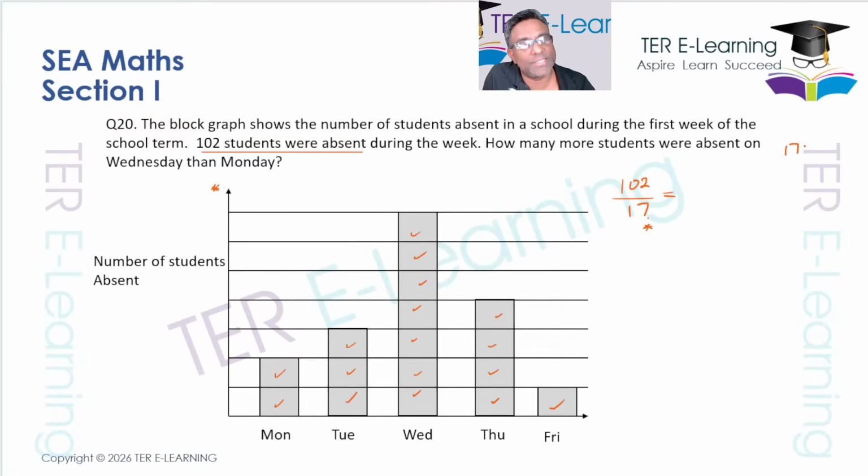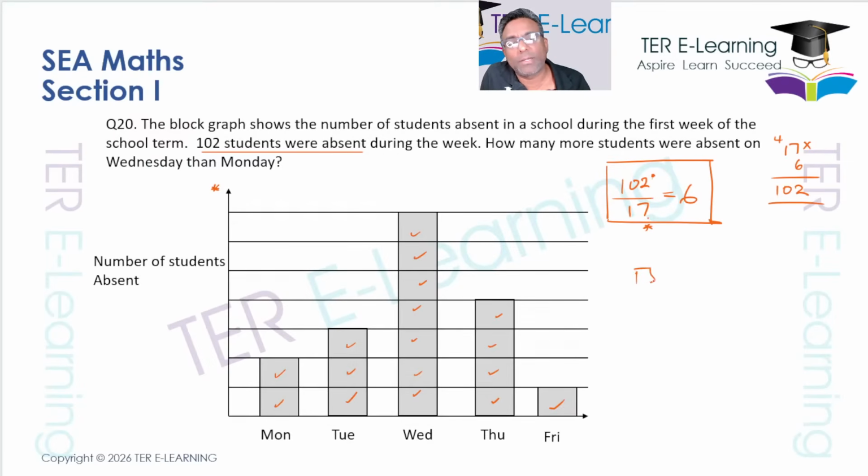So let's double check something here. 17 by 6: 7 sixes are 42, 1 six is 6 and 4 is 10. You'll get 102. So therefore, 102 divided by 17 will give us 6. So if you don't know how to divide by 17, you can use trial and error. What I just did here, I looked to see 7 by what will give me a number that ends in 2. 7 by 6 will give me 42. So the answer is 6 here for the value of each block.